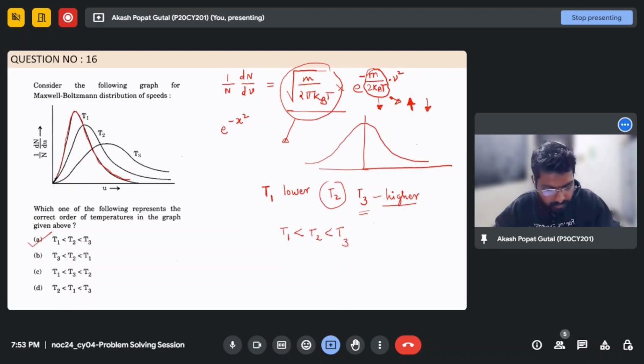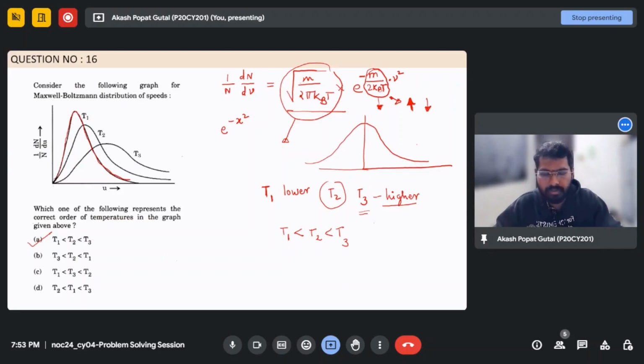So many of these questions related to Maxwell-Boltzmann can be solved by having a sense of mathematics, as we can see how this Gaussian curve will change. By changing this, we can also relate to mass and temperature.